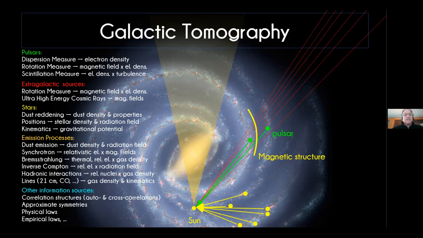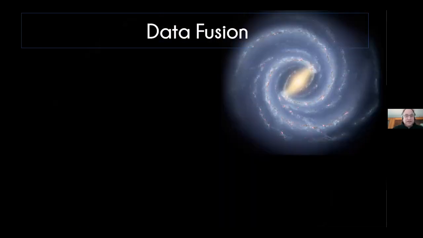Okay, how to do that? That's what my talk is about. First, if one looks at this list of possible probes of the Milky Way, a good number of these yellow lists will appear in my talk. Good. We want to do data fusion.